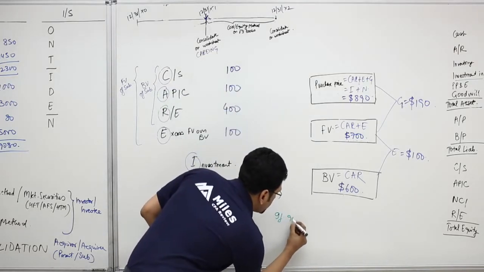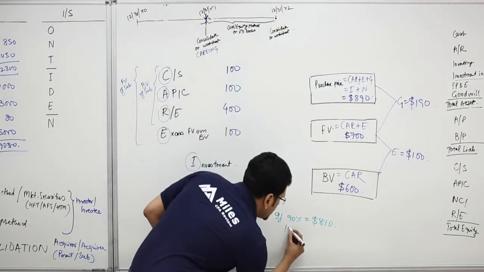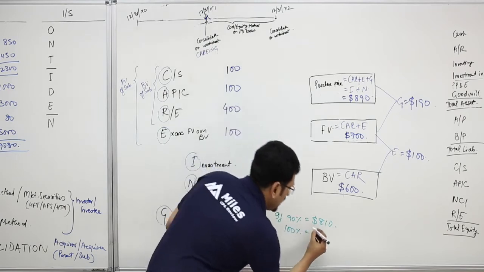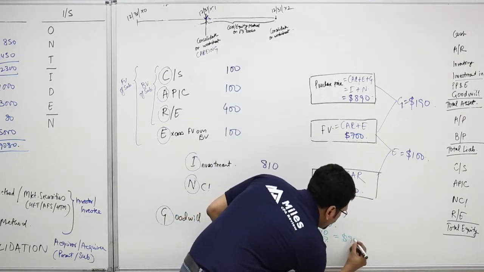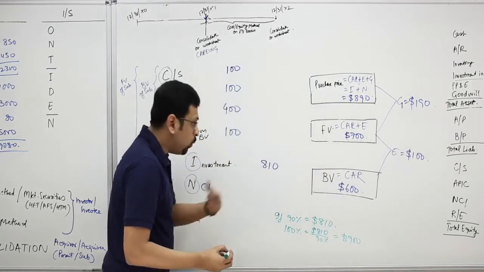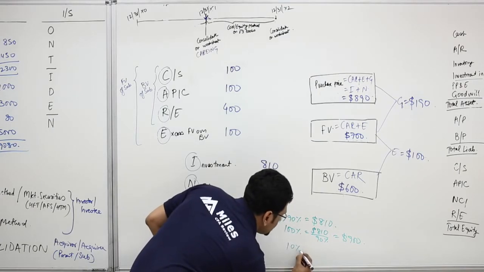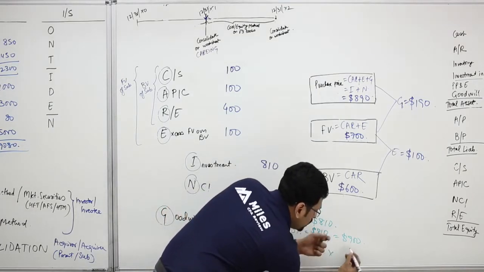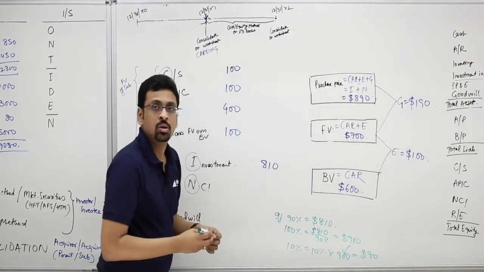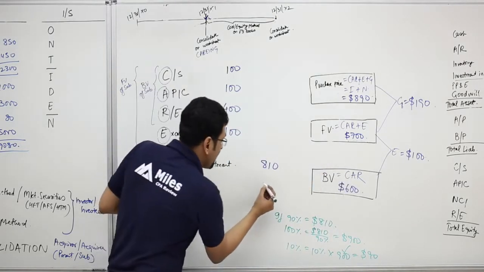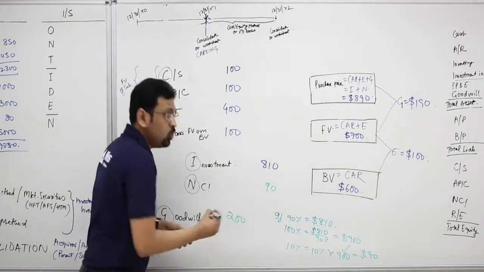So if 90% is 810, what's 100%? What's the valuation? 810 divided by 90% gives you a $900 valuation. And what's the non-controlling interest? That's 10% of this. So 10% into 900 gives you $90. So in that case, you would have had non-controlling interest as $90 and goodwill would have calculated to $200.